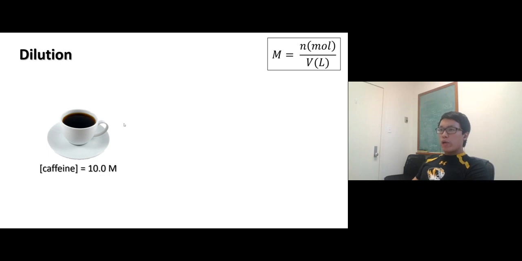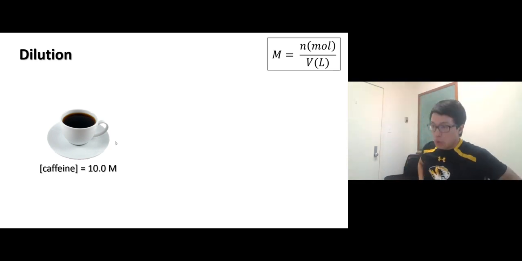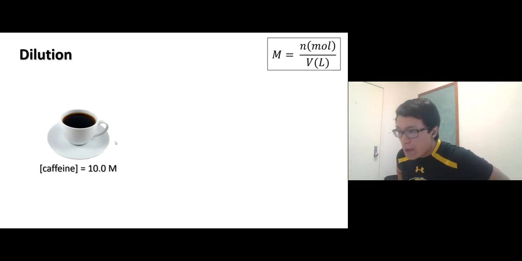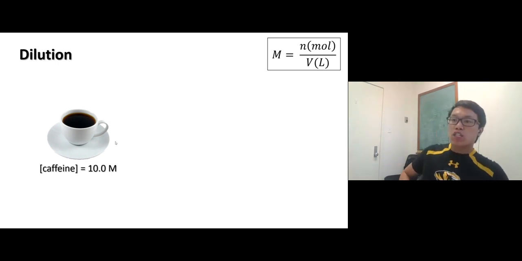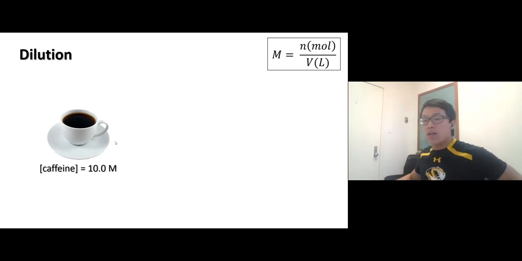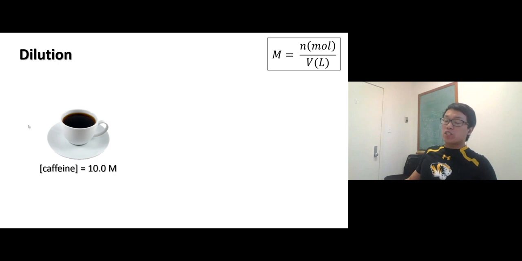All right, so we're going to talk about dilution. Okay, so diluting compound. Now, let's take a look at this solution. Let's say I have a coffee cup, a solution, and the concentration of caffeine is 10 molar. But that's really high. No way you can add caffeine up to 10 molar. Caffeine is not that soluble. But anyway, assume that this solution contains 10 molar caffeine.